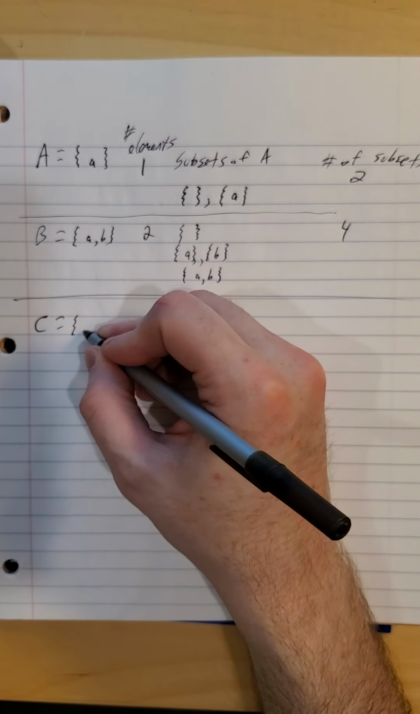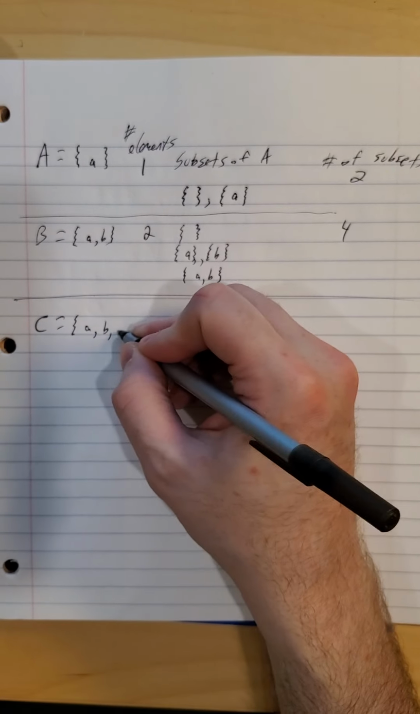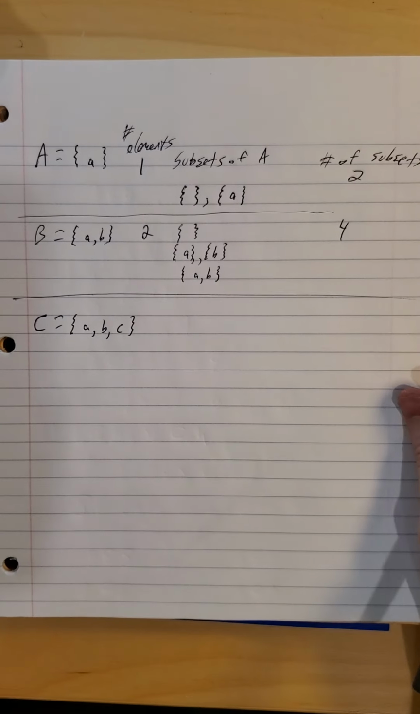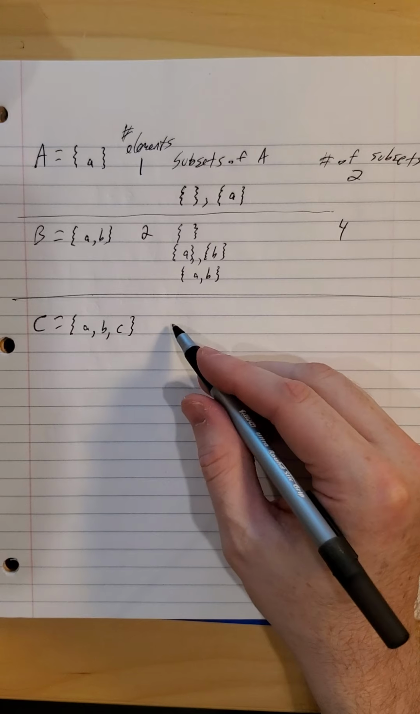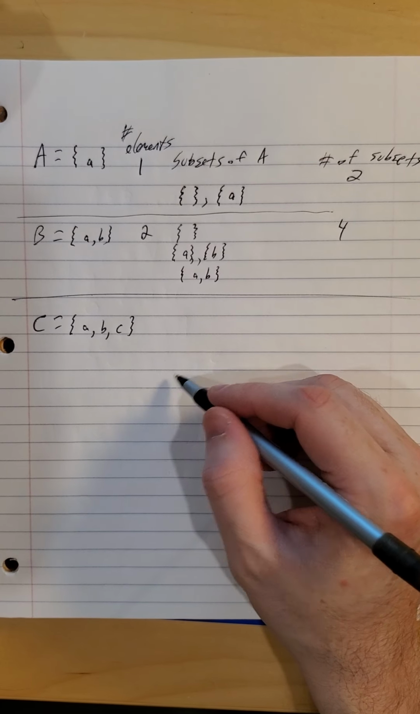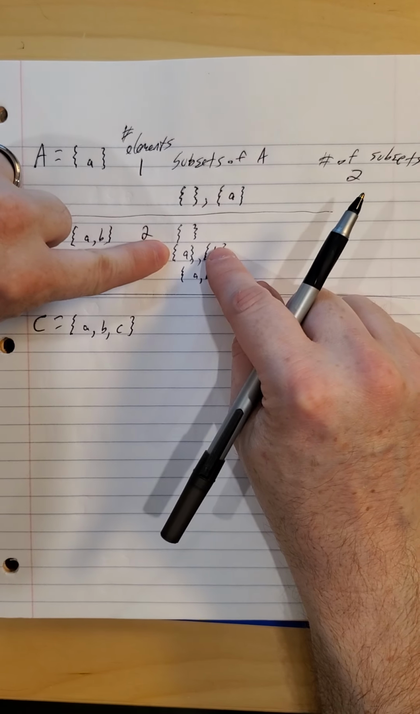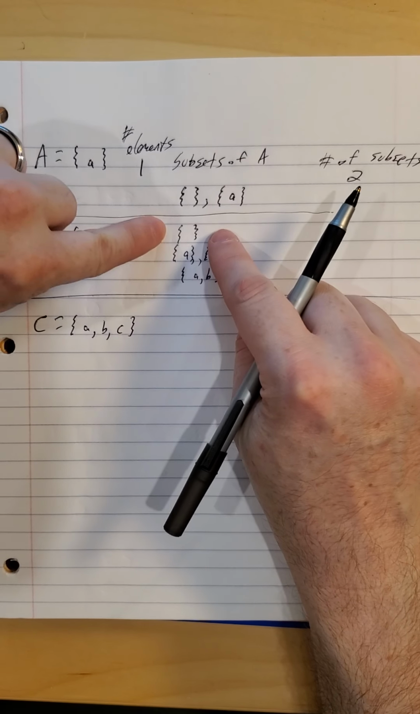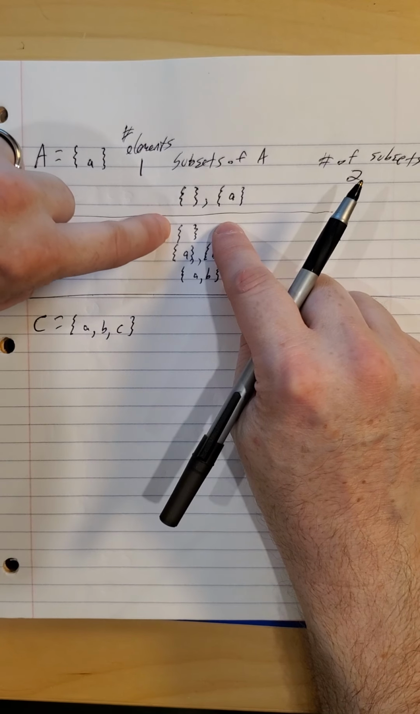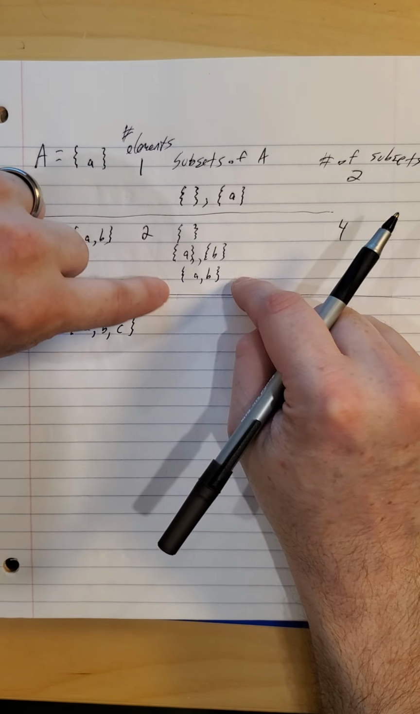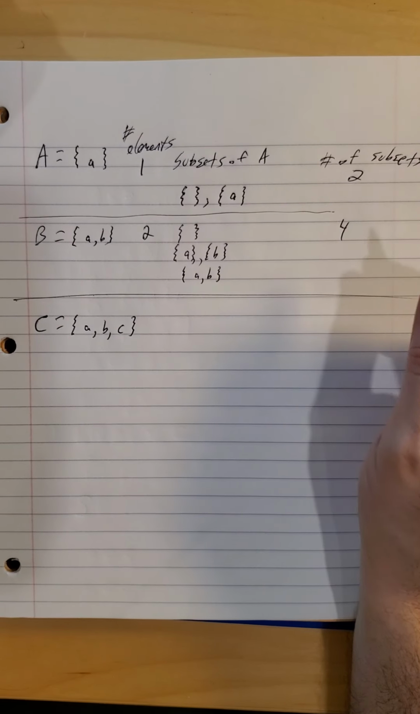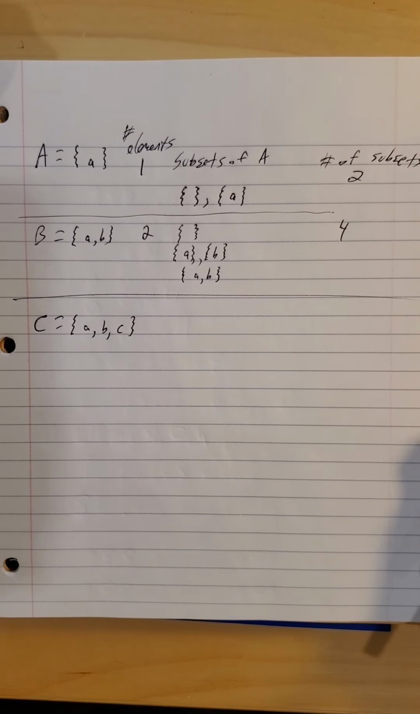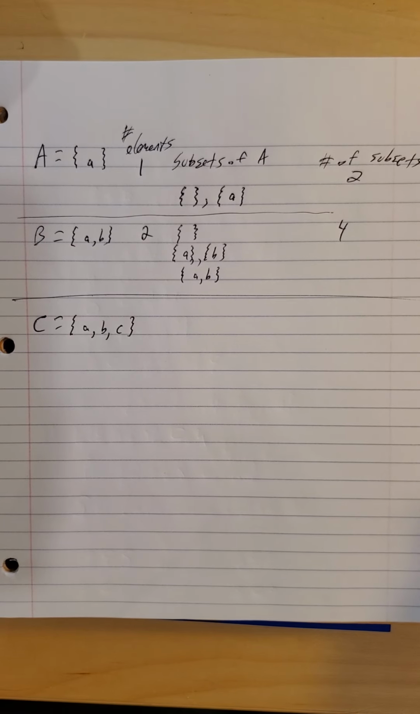So set C is going to contain a, b, and c. I'm going to ask you to pause it and create all of the subsets of set C. I would recommend doing it in a more organized fashion like I did here: no elements, one element, two elements at a time, three elements at a time, to try to get them all. So go ahead and pause it and unpause when you're done.